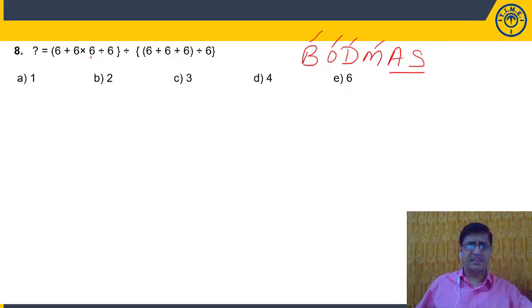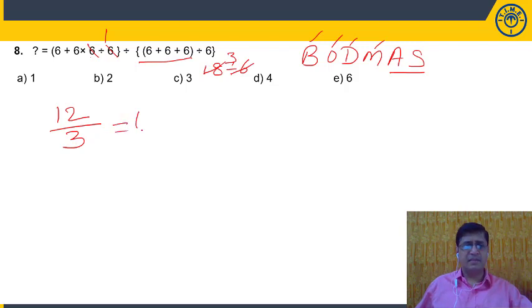So first here, division: 6 divided by 6, the 6s cancel, result 1. 1 into 6 is equal to 6. 6 plus 6 is equal to 12. This is the numerator side. What about the denominator side? Denominator here, 6 plus 6 plus 6. First we need to solve the value inside the bracket. The sum of the 6s is 18. 18 divided by 6 goes exactly 3 times. So the denominator is 3. 12 by 3 is 4. Right choice, option 4. Option D, the answer is 4.